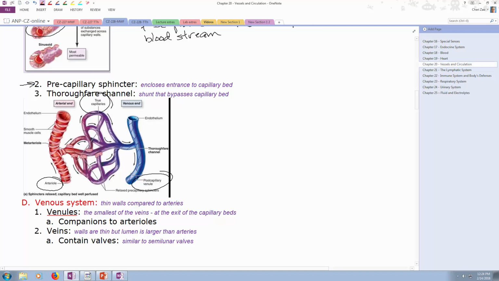And we see right here and here and here and here these little precapillary sphincters. When they contract, that will not allow the blood to go into the capillary bed. It will force the blood through this thoroughfare channel right back into the venous system. It's like a bypass.